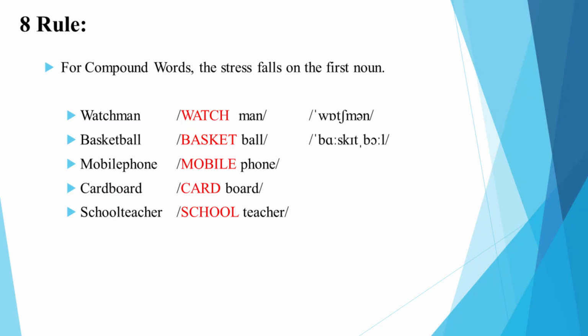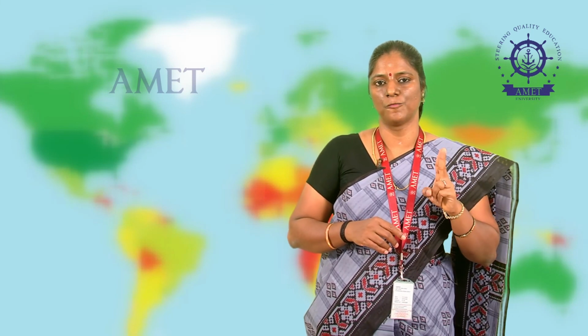Next, rule 8. For compound nouns, we have some compound words in our English language: watchman, basketball, football, cardboard, school teacher. Two nouns are put together. In that case, we give stress on the first noun. For example, watchman: watch and man are both nouns, and we give stress on watch. Mobile phone, school teacher, we give stress on school. Basketball, football: in all these compound nouns we give stress on the first noun.